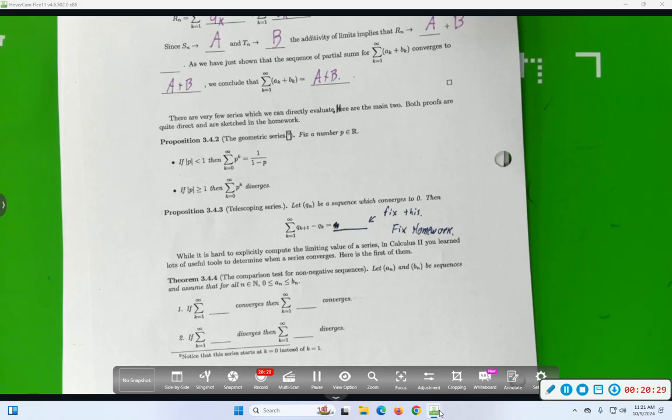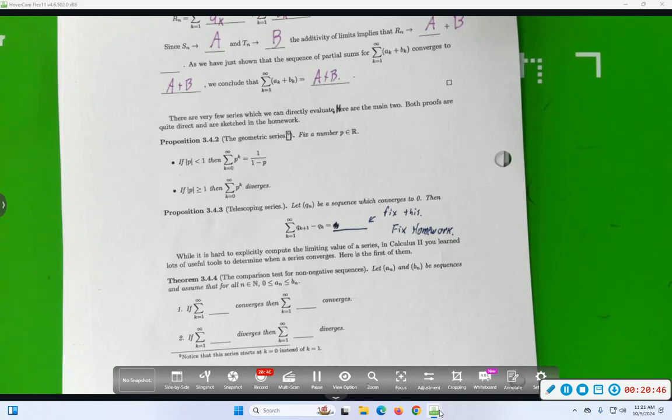If p is bigger than or equal to 1, then the series diverges. Cool. The next result is the telescoping series theorem. The theorem about telescoping series.